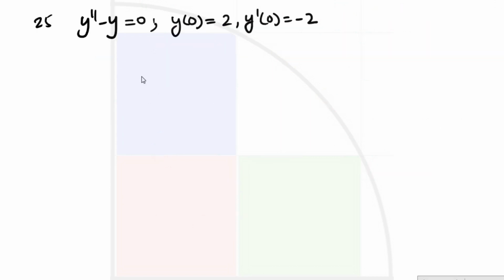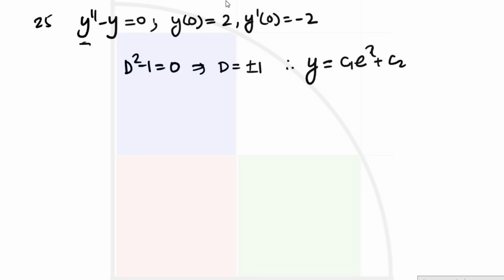So friends, now we have come to problem number 25. Problem number 25 actually is simple. The auxiliary equation will be d square minus 1 is equal to 0, and this will give us d is equal to plus minus 1. Therefore our equation will be y is equal to c1 e to the power x plus c2 e to the power minus x.